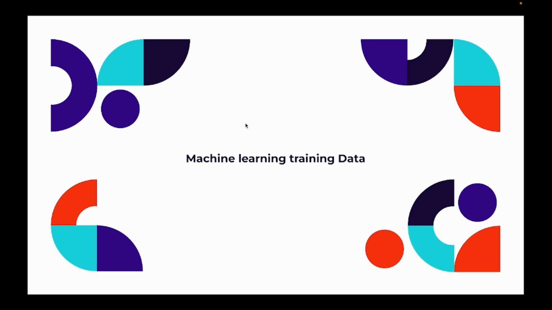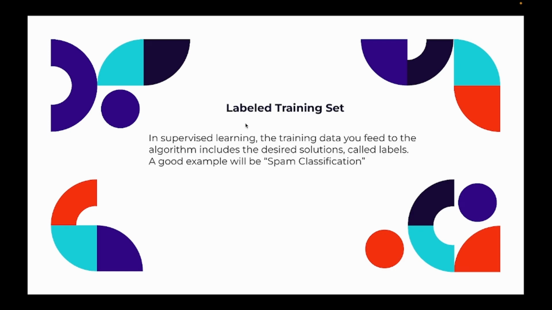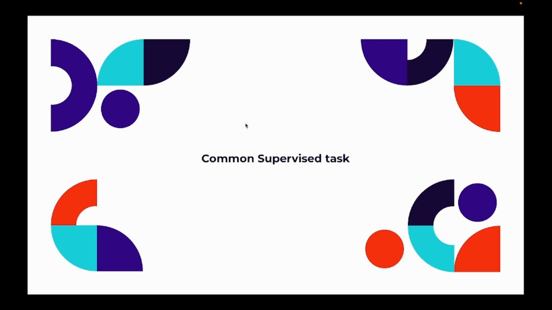Now, doing all of this in machine learning requires a lot of training data. One of the types of data is called a labeled training set. What does it mean? In supervised learning, the training data you feed to the algorithm includes the desired solution, called labels. A good example is again spam classification. Machine learning can be divided into four parts: supervised learning, unsupervised learning, semi-supervised learning, and reinforcement learning.